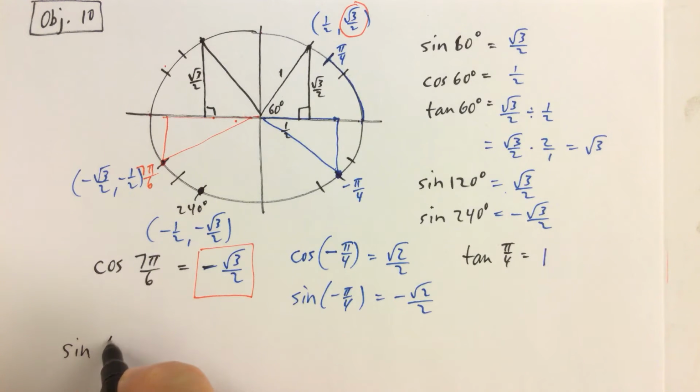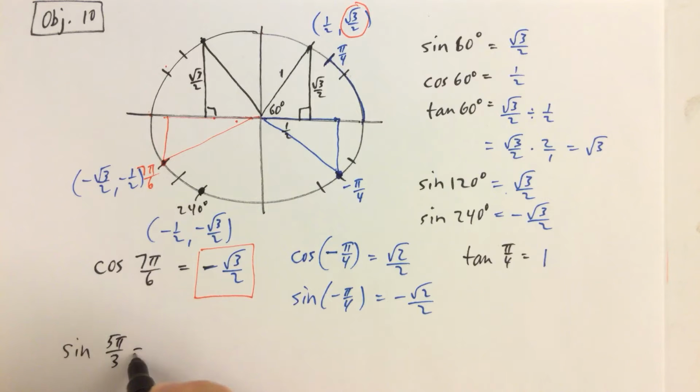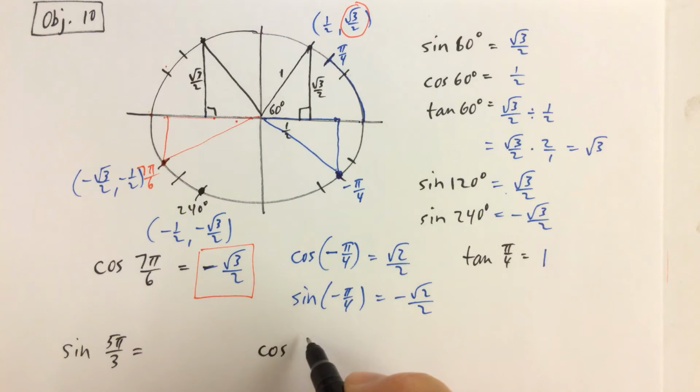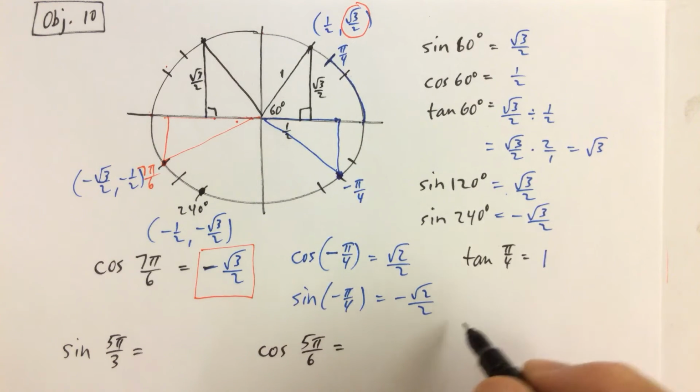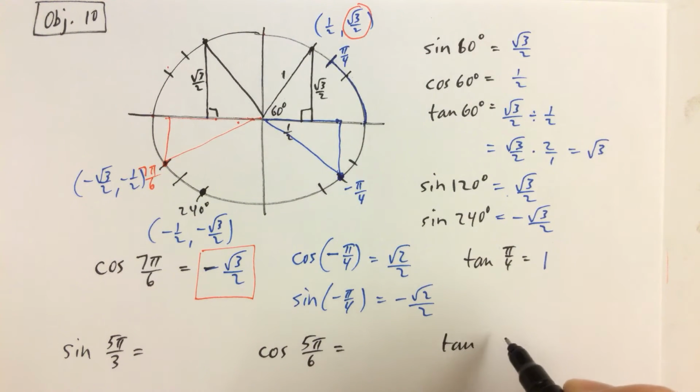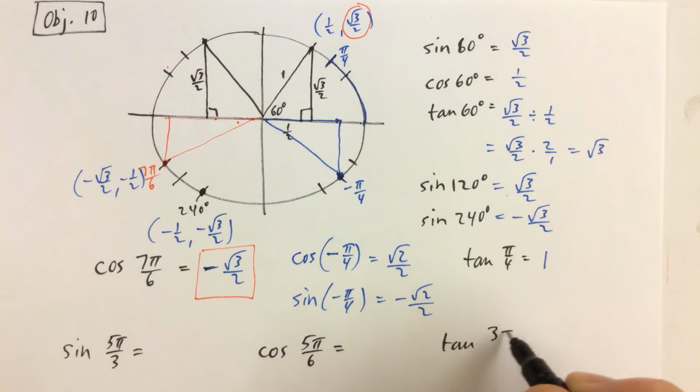So let's do the sine of 5 pi over 3. We'll do the cosine of 5 pi over 6. And let's do the tangent of 3 pi over 4. Okay, again, pause the video. And I'm going to go ahead and do these.